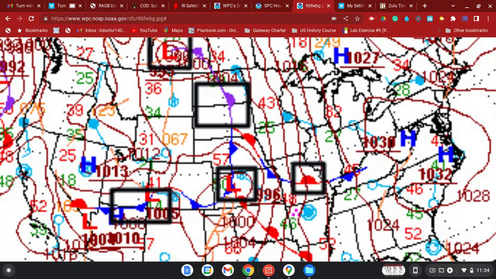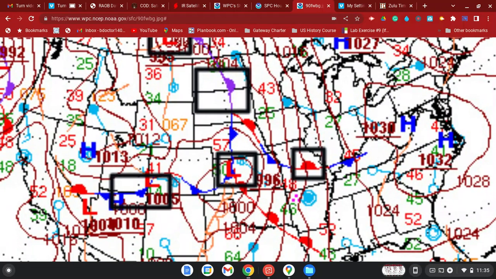And we talked about in the surface map that low pressures generally bring what type of weather? Right. Could be severe weather, could be rain, could be snow, could be other types and forms of weather, but it usually brings turbulent weather.